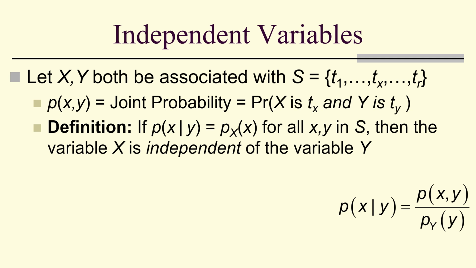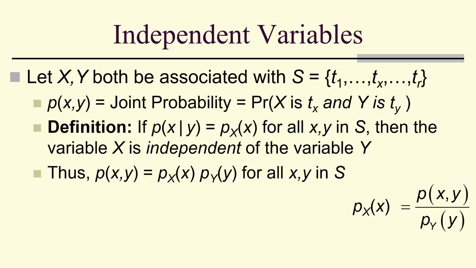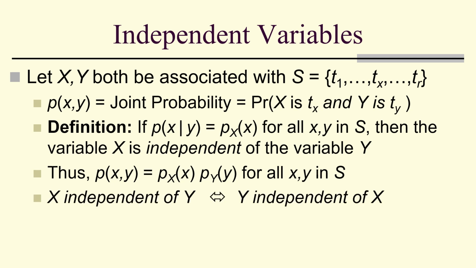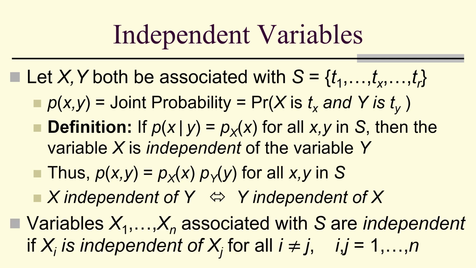Notice that if we have P of x given y, the definition, and it's equal to the marginal, then we end up with the joint probability distribution is P of x, P of y, the product of the marginal distributions for all x, y, and s. So therefore, x independent of y means y is independent of x, and variables associated with s are called independent if x sub i is independent of x sub j for all i not equal to j.